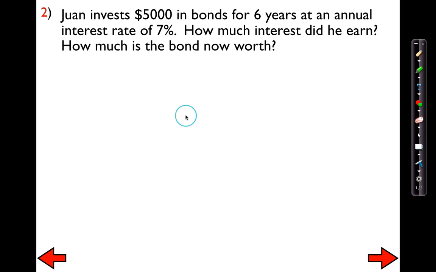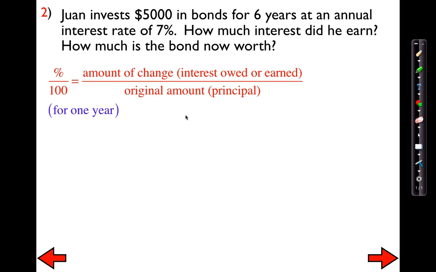Okay, looking at another example, it says Juan invests $5,000 in bonds for 6 years at an annual interest rate of 7%. How much interest did he earn? How much is the bond now worth? So again, we can set it up as a proportion. Percent over 100 equals the amount of change, aka interest owed or earned, over the original amount, which we're going to consider the principal. So here we're going to go ahead and set it up as 7% over 100.